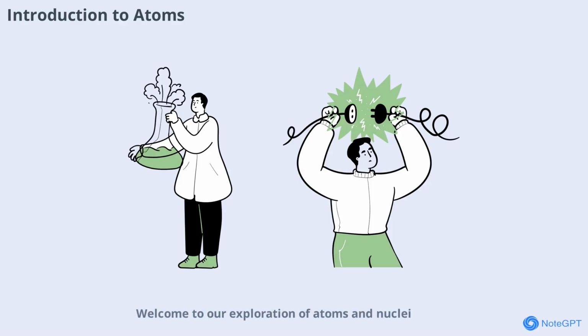Welcome to our exploration of atoms and nuclei, the fundamental building blocks of matter. Atoms are the smallest units of ordinary matter, making up everything we see around us. Each atom consists of a central nucleus surrounded by a cloud of electrons. Understanding atoms is essential because they form the basis of chemistry, physics, and even biology. In this video, we'll journey from the basic structure of atoms to the mysteries hidden within their tiny nuclei.